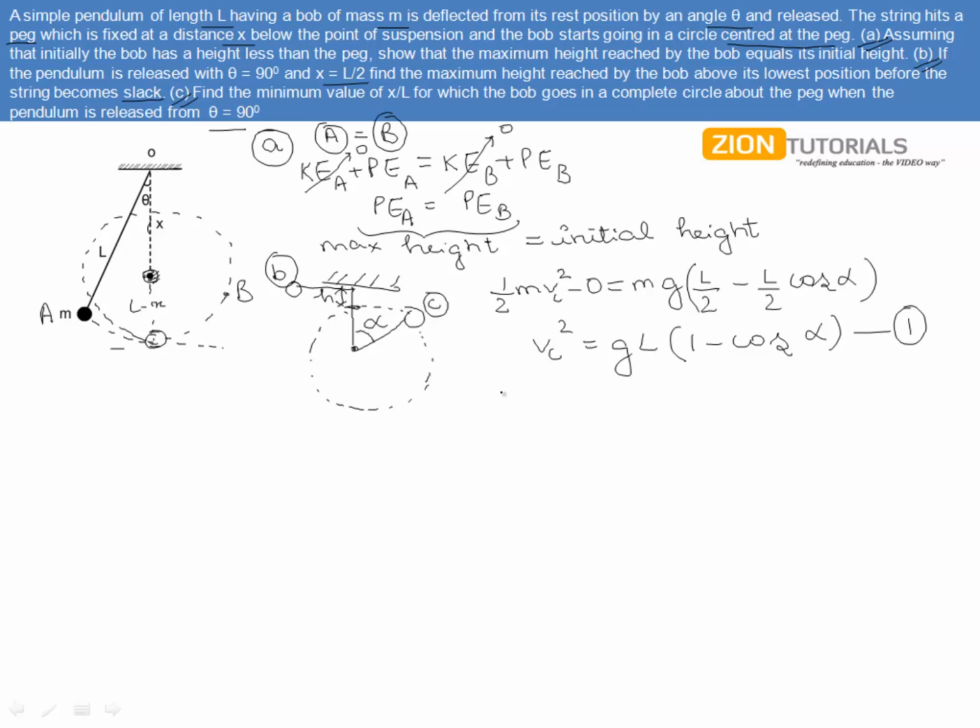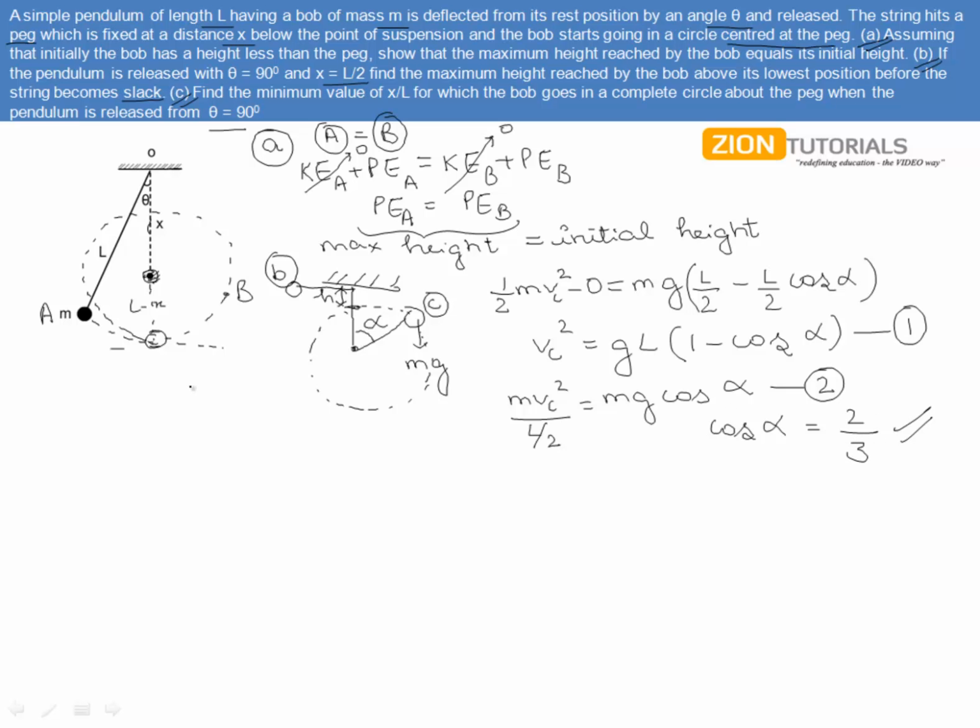Now here we will have the bob like this, so the mg force will be downwards, so the cos alpha component will be along the center, so the centripetal force m v squared by r, where r is L by 2 over here, equals mg cos alpha. Marking it as equation number 2 and equating Vc squared from equations 1 and 2, we get cos alpha equal to 2 by 3.